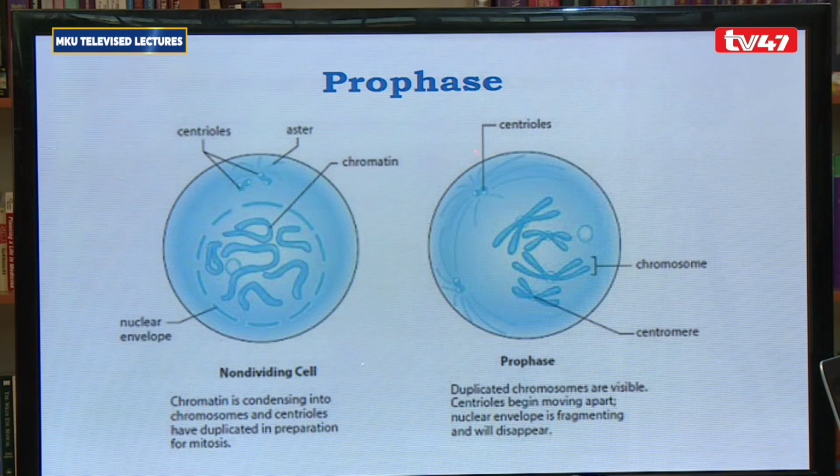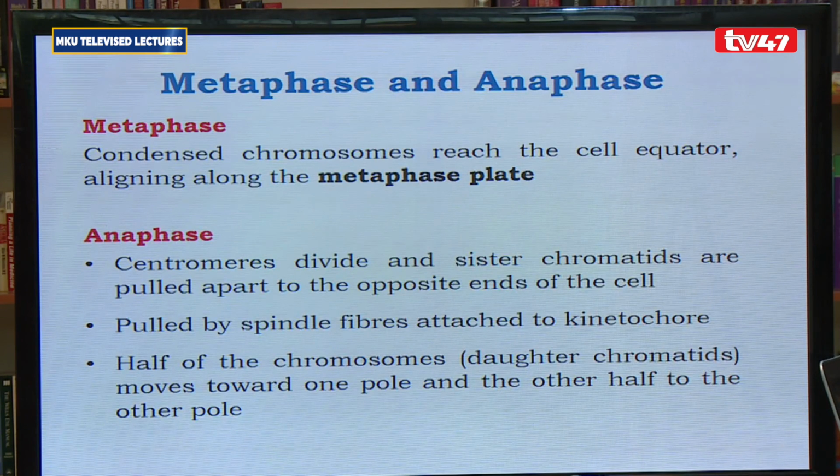Another thing, the centrosome creates the centrioles, which now begin to migrate to opposite sides of the cell. And this is now what we call the prophase, the preparation for cell division. Then the next two steps, metaphase, the condensed chromosomes reach the cell equator, meaning the metaphase plate, the central part.